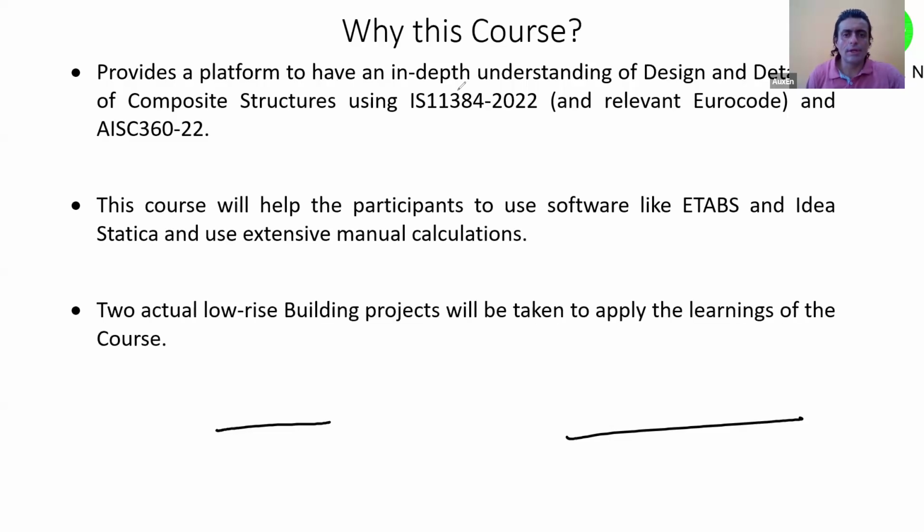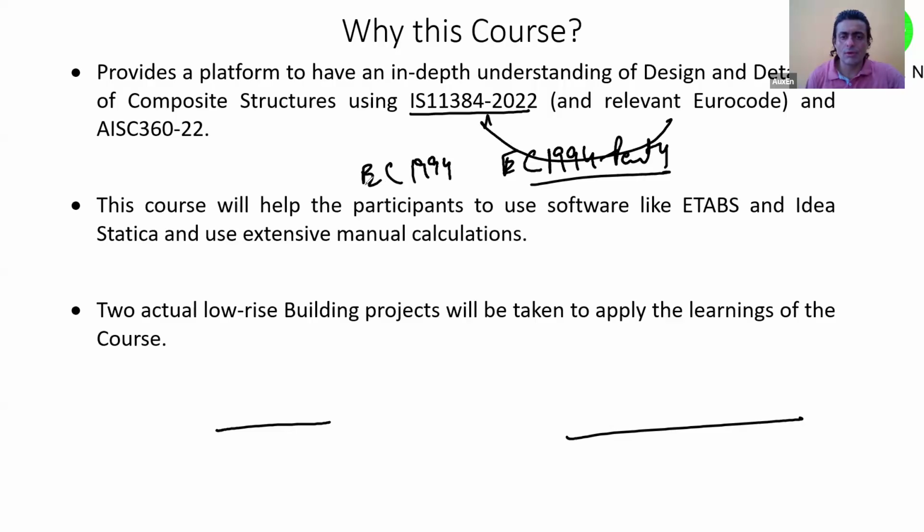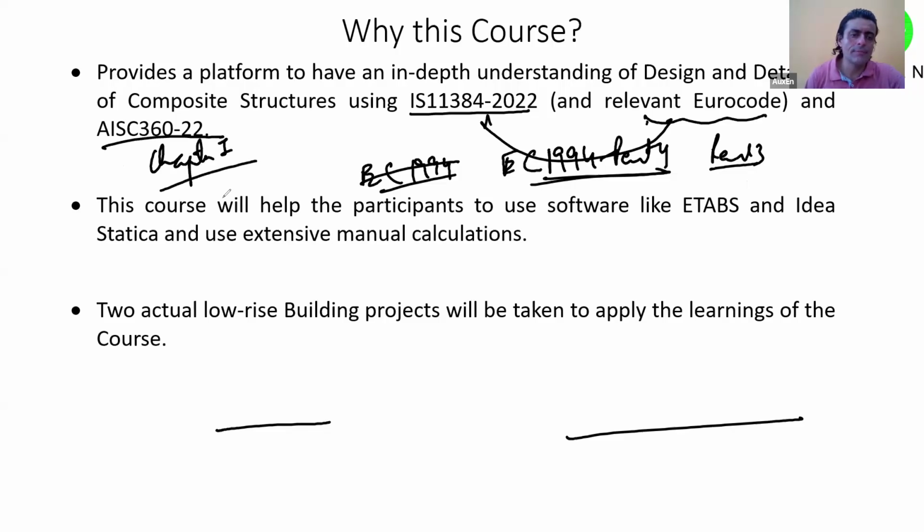We are going to cover IS 11384 because it is largely derived from Eurocode 1994 part 4 and Eurocode 1994 part 3. So because it is largely derived from the Eurocodes, if we are studying the Indian code, in effect, we are also covering the Eurocodes, isn't it? And then we will also go through chapter I of AISC 360-22, that is the American code, wherein we will cover the composite structures.